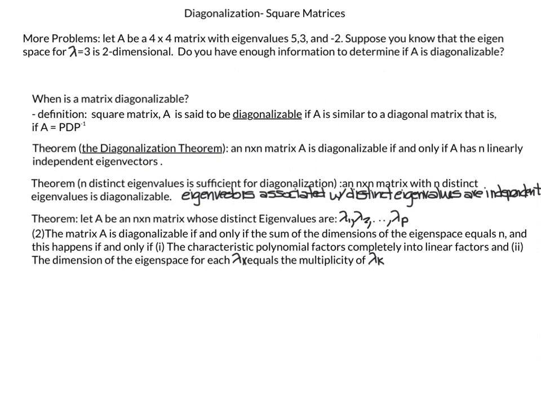This last problem: let A be a 4 by 4 matrix with eigenvalues 5, 3, and negative 2. Suppose you know that the eigenspace for lambda equals 3 is two-dimensional. Do you have enough information to determine if A is diagonalizable? I have for your reference here the summary of the theorems to determine if a matrix is diagonalizable.